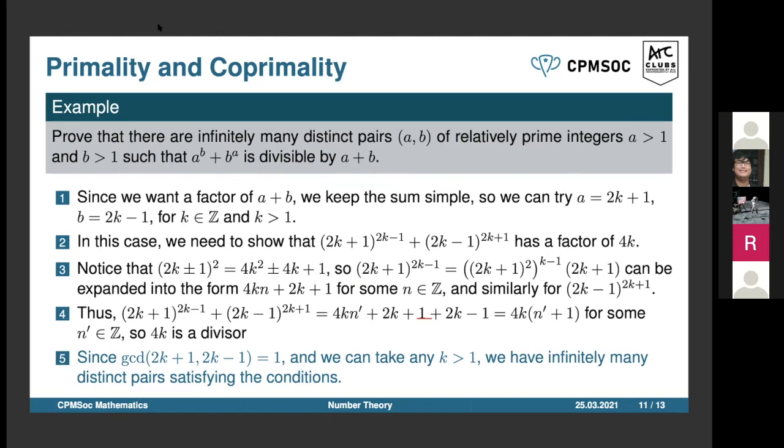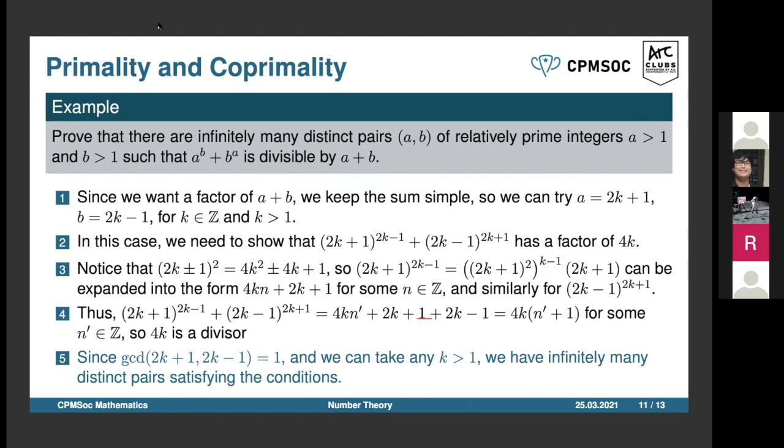Any other questions or notes or anything? Thanks, Ethan. I think that one was a bit algebra heavy, maybe. What would you say is the main thing to take out of this solution?